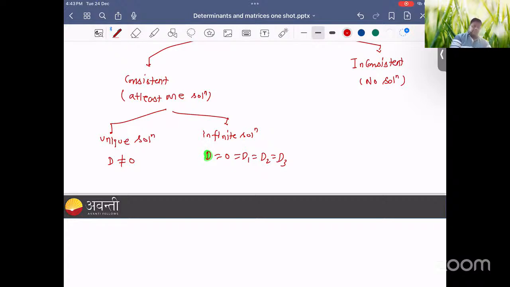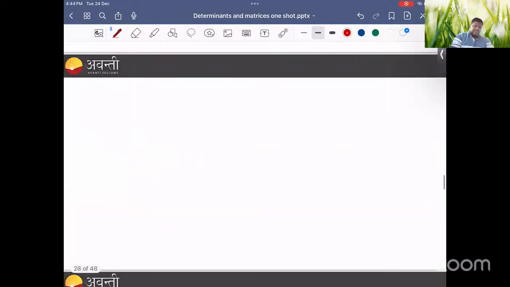And inconsistent is directly no solution. That means D should be 0, but at least one of D1, D2 or D3 should not be 0. There is a very special case also.